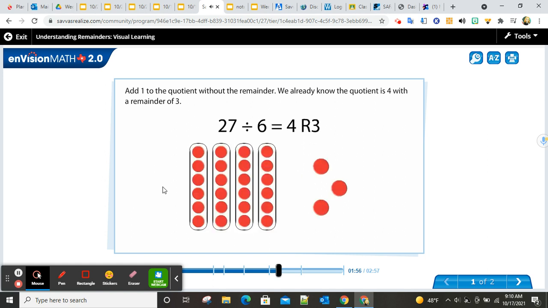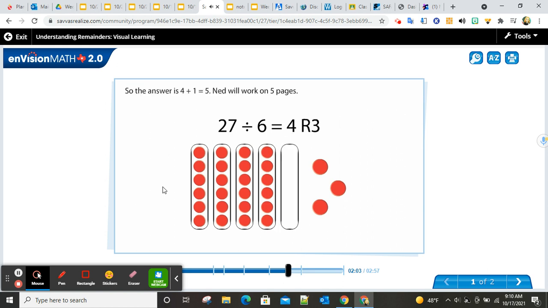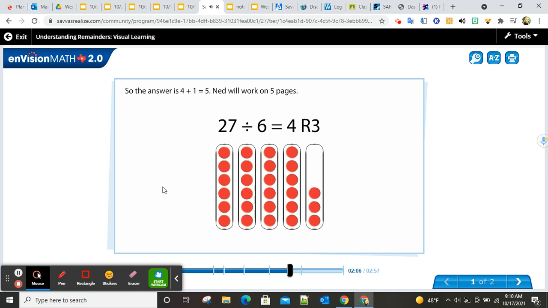Add 1 to the quotient without the remainder. We already know the quotient is 4 with a remainder of 3. So the answer is 4 plus 1 equals 5. Ned will work on 5 pages. Let's answer one more question. How many cards will Ned put on the 5th page?